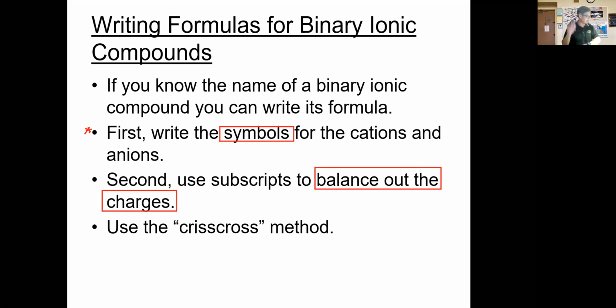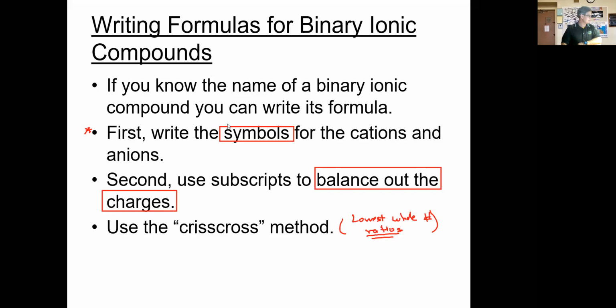The only thing you want to make sure you do is that, remember, in the end, you have to make sure you obtain the lowest whole number ratios. That's the only thing you have to be mindful of when you use this crisscross method. You have to make sure you obtain the lowest whole number ratios. If you don't, then you're going to get the wrong formula.